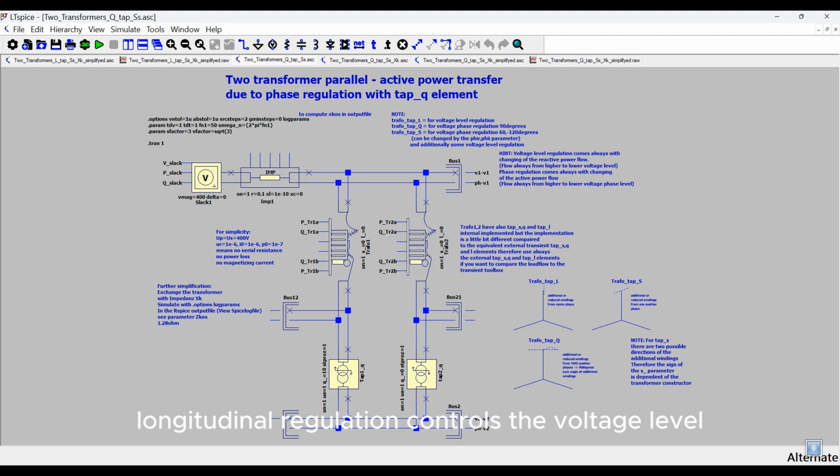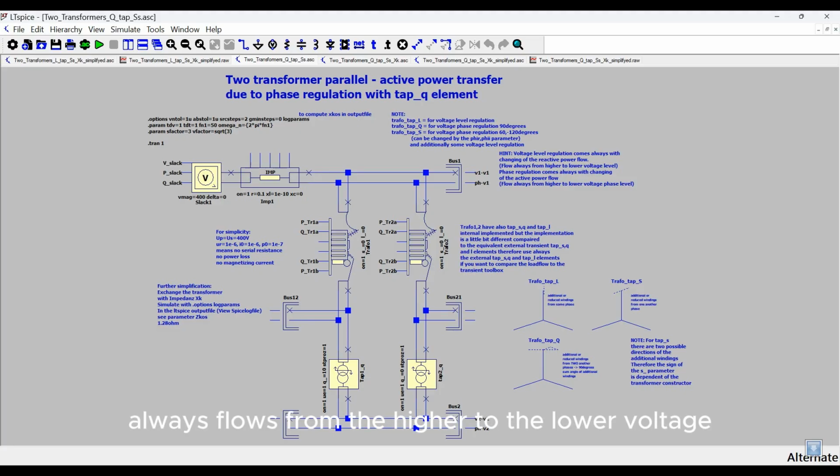Longitudinal regulation controls the voltage level, while diagonal or quadrature regulation primarily influences the voltage phase. There is also a regulation, the diagonal control, which is a bit of both. Longitudinal regulation influences the reactive power via the transformer, while quadrature or diagonal regulation primarily influences the active power.